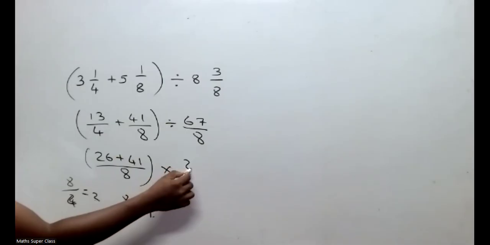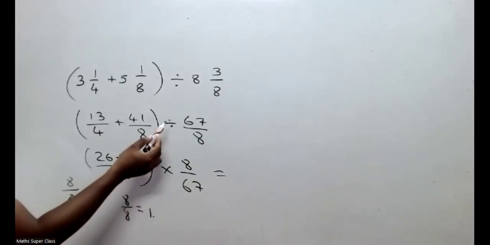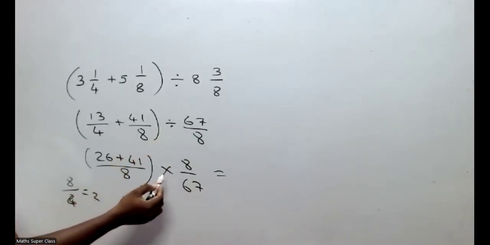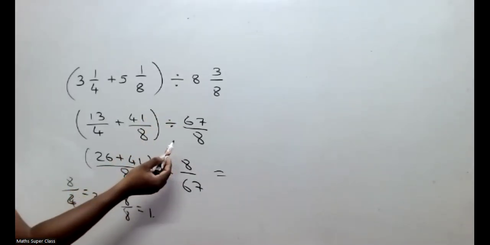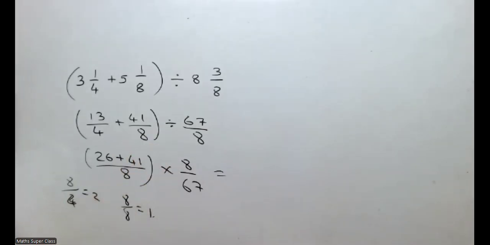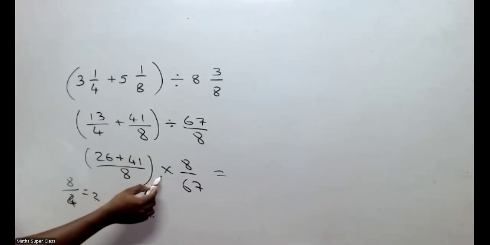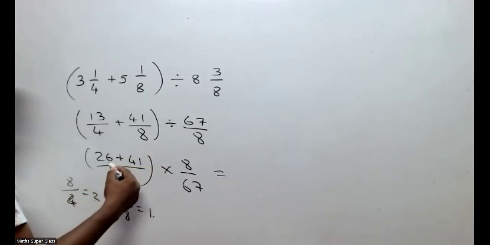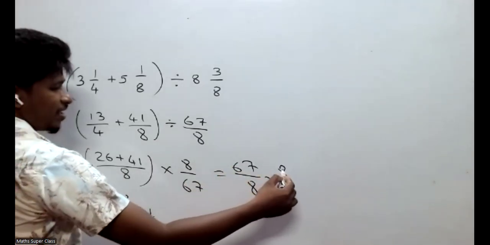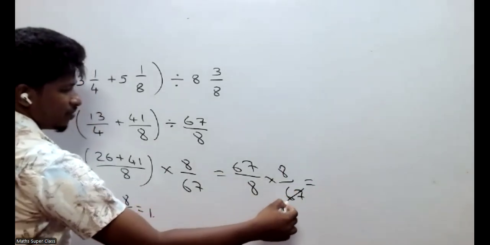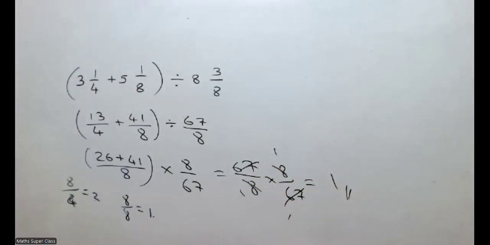Division, we can use multiplication. Then we have to take the reciprocal. If we use multiplication instead of division, we must use the reciprocal of the fraction which is after the division symbol. Why? Because we use multiplication instead of division. So 26 plus 41 means 67 over 8, divided by 8 over 6, multiplied by 6 over 8. And the final answer.